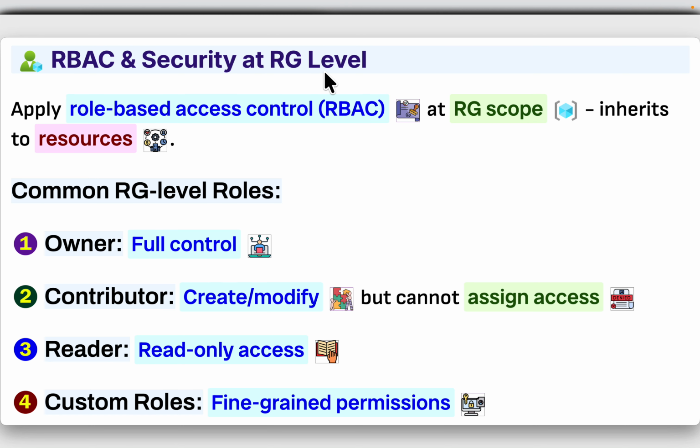RBAC and security at resource group level. Apply role-based access control at resource group scope, and it inherits to resources. These are the common resource group level roles. First one is Owner, which has full control. Next is Contributor, which can create and modify, but cannot assign access. The third resource group level role is Reader, which has read-only access, and you can create custom roles for fine-grained permissions.